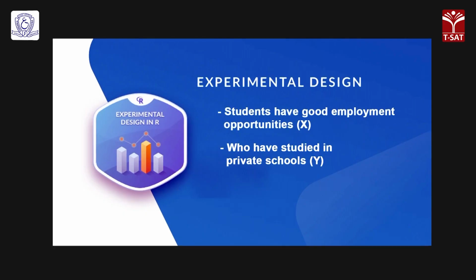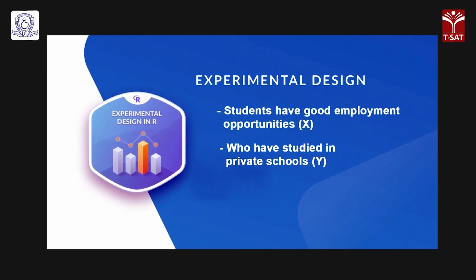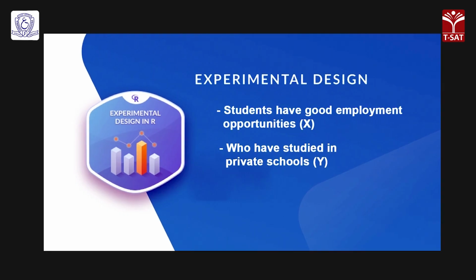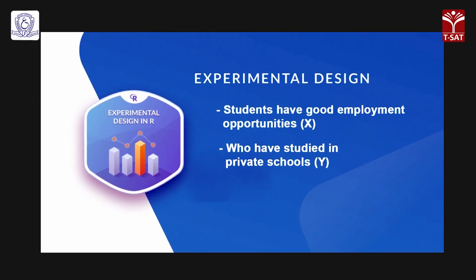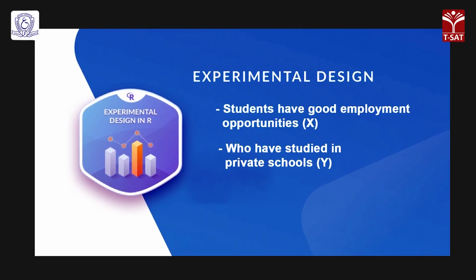A causal hypothesis refers to causal relationship between two variables where one variable x determines another variable y. For example, if the researcher wants to test a causal hypothesis that students have good employment opportunities x who have studied in private schools y. By comparing the students who have studied in public schools and private school, the researcher can measure the two groups with respect to their employment opportunities. Experimental studies will reduce bias and increase reliability and will permit in drawing inferences about causality.